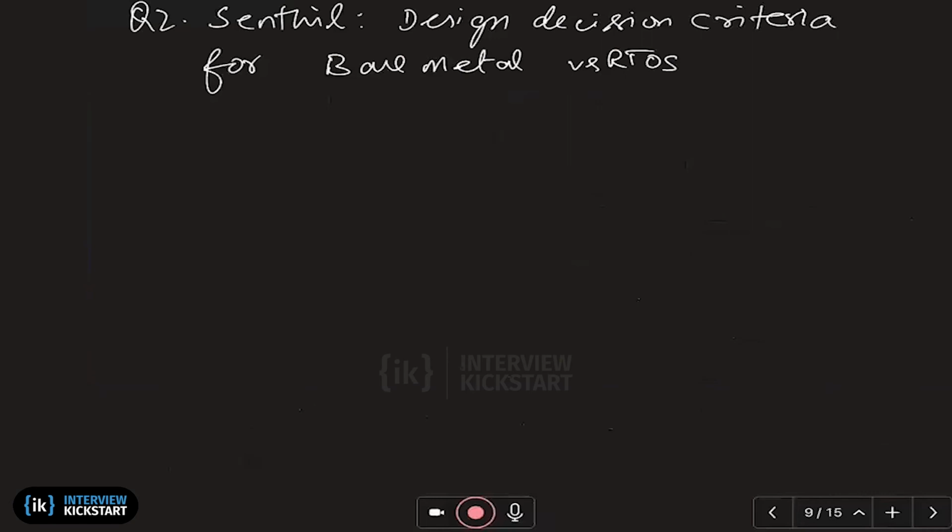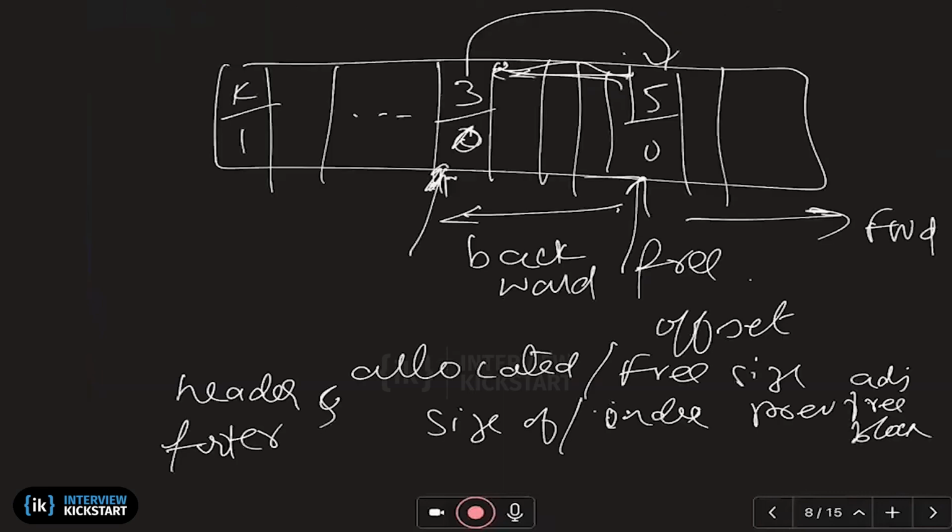Now Senthil's question about design criteria for bare metal versus RTOS. Hey Raghu, sorry, who is talking? Sorry, go ahead, I think there are two of us. Hey Raghu, yeah, this is Bhargavi. I had a question about the malloc that we just spoke about.